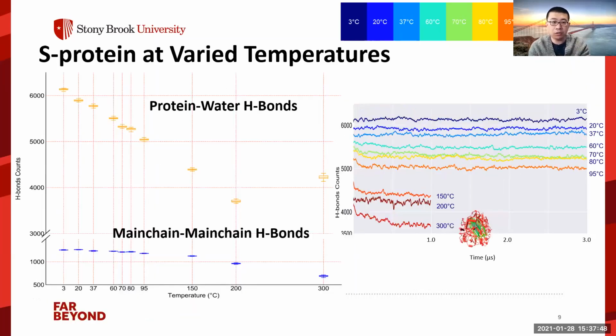In addition to the protein-water hydrogen bonds, we also studied the hydrogen bonds between the main chain and the main chain. Generally speaking, as the temperature increases, the hydrogen bonds for both components decrease. However, the decrease for the protein-water is much bigger than that for the main chain to main chain hydrogen bonds.